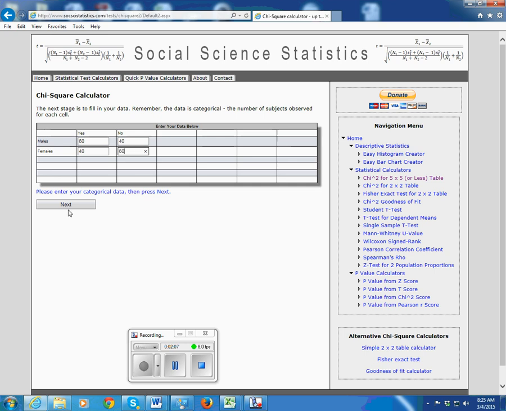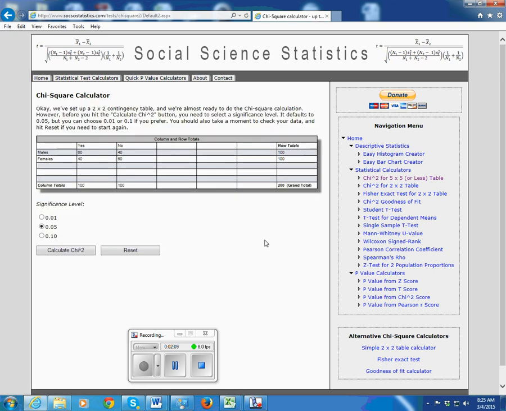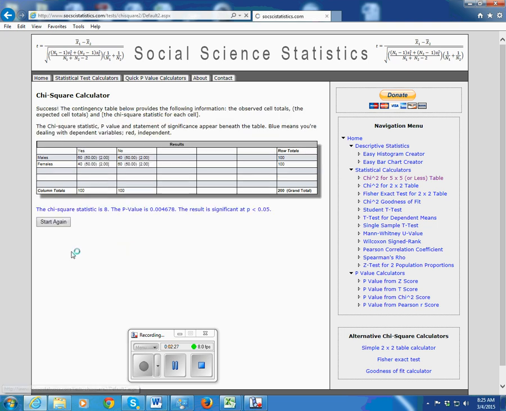Now, click next, and we always want to analyze based at the 0.05 level in social sciences. Take my word for it. And we're going to calculate whether or not there is something different between these two groups. We're going to calculate the chi-square. And it says here that the result is significant at p less than 0.05. In other words, yes, there is a difference between males and females, and we can explore further what those differences are regarding this issue.